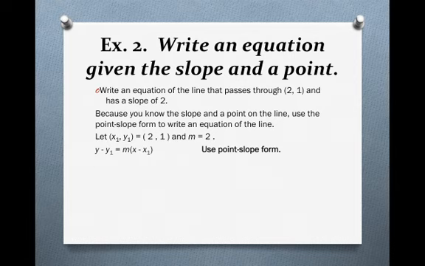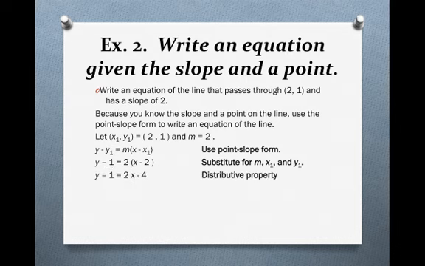Now we're going to substitute. So we have y - 1, because y1 is 1, equals 2, because the slope is 2, times (x - 2), because x1 is equal to 2. And then we simplify using the distributive property. So we have y - 1 = 2x - 4. We add 1 to both sides to put it in slope-intercept form, and we get y = 2x - 3, because negative 4 plus 1 is negative 3.